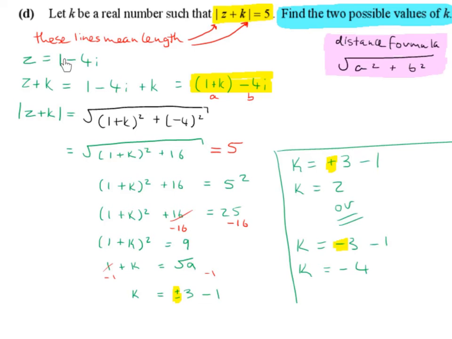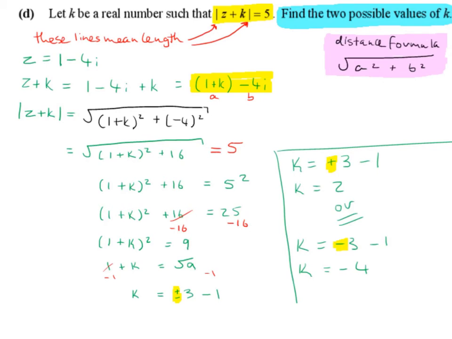So z is 1 minus 4i. So z plus k is going to be 1 minus 4i plus k. So all I've done is added in a k. And the 1 and the plus k can go together because they've no i parts, with brackets around them, and they are the real part. So it can be 1 plus k or k plus 1, which is the same thing. But this represents the real part because they've no i parts connected to them. And then the minus 4i is the imaginary part. So this gets labelled as the a, and this gets labelled as the b.